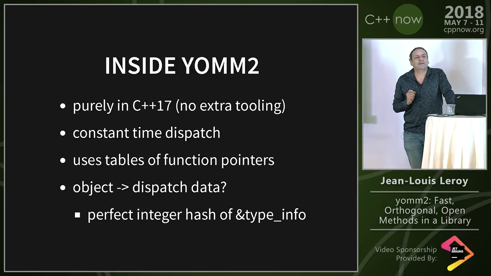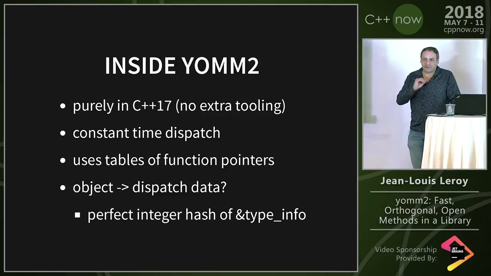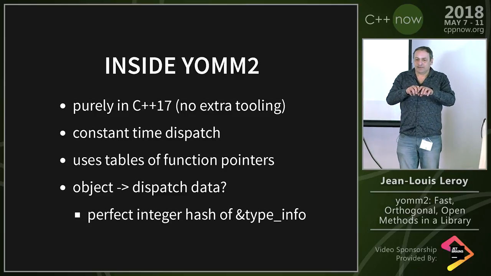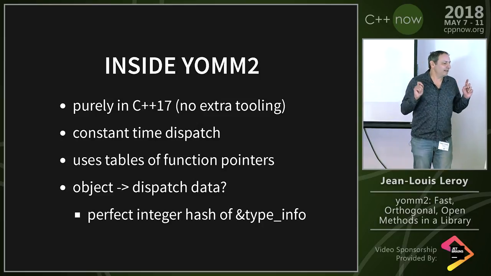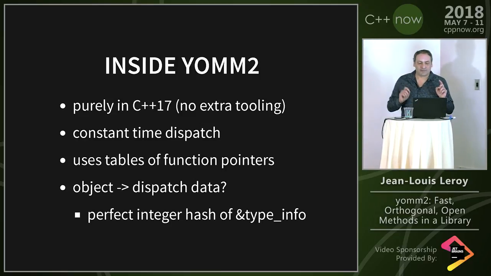Well, here the trick is that if I have an object which has to be polymorphic, I'm going to use the address of the object's type info. If you read the standard, it is strongly recommended that in a program there's only one type info object for any given type. But occasionally, it seems that there can be several, and my system also supports it. But the idea is that I extract the type ID of the object, I take its address, and I use a perfect integer hash, which is a hash function that doesn't have collisions. Yes, it exists. The problem is that they're hard to find, but we'll get to this.